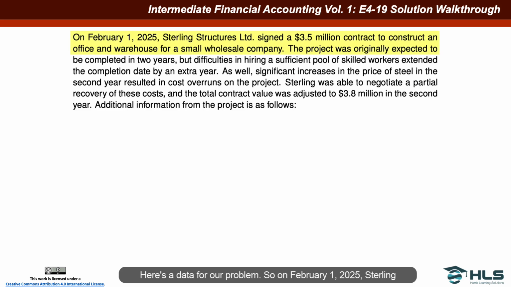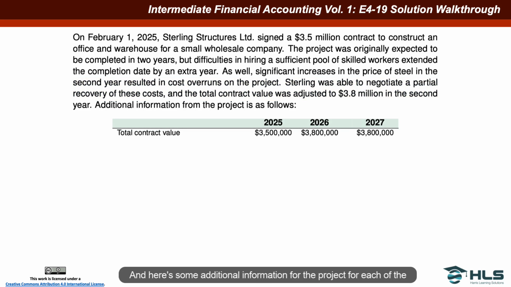On February 1st, 2025, Sterling Structures signs a $3.5 million contract to construct an office and warehouse for a small wholesale company. The project was originally expected to be completed in 2 years, but difficulty in hiring a pool of workers extended the completion date by an extra year. In addition, significant increases in the price of steel in the second year resulted in cost overruns on the project. Now, Sterling was able to negotiate a partial recovery of these costs, and the total contract value was adjusted to $3.8 million in the second year.